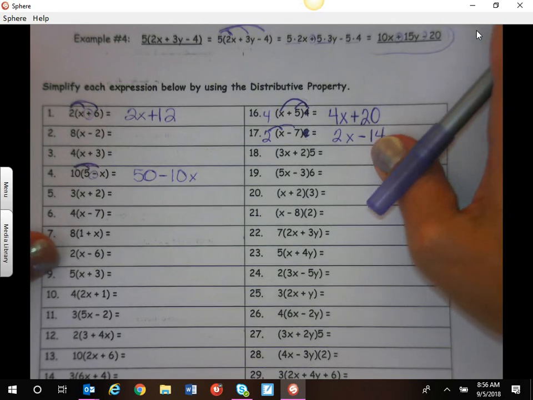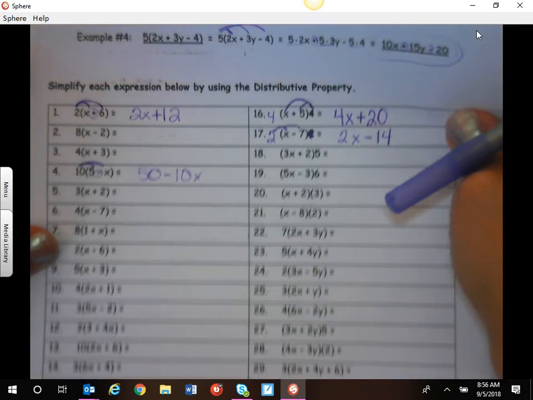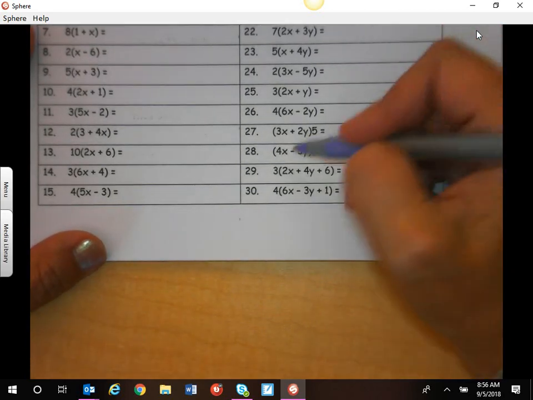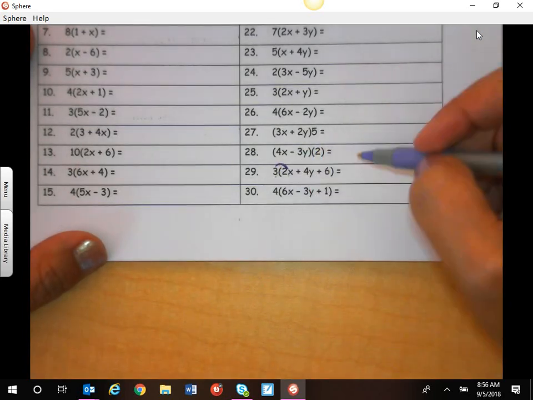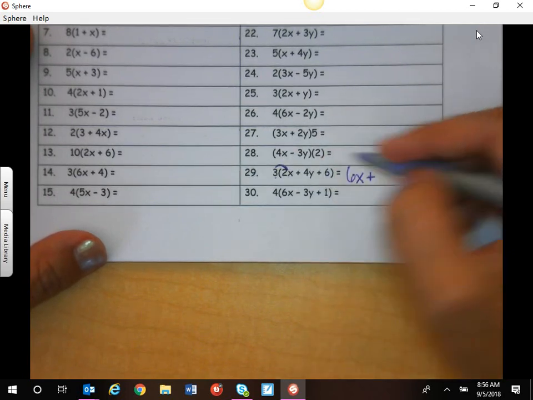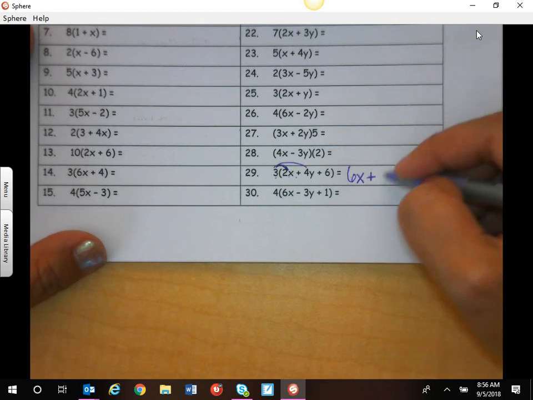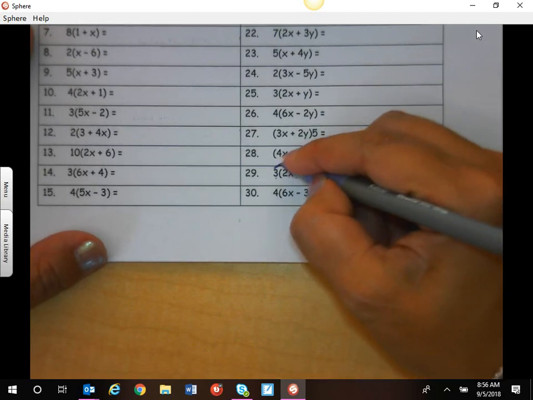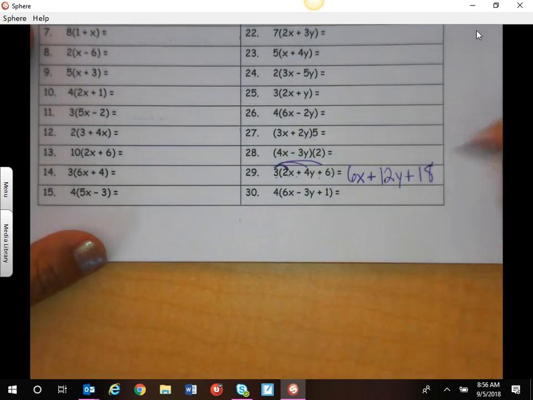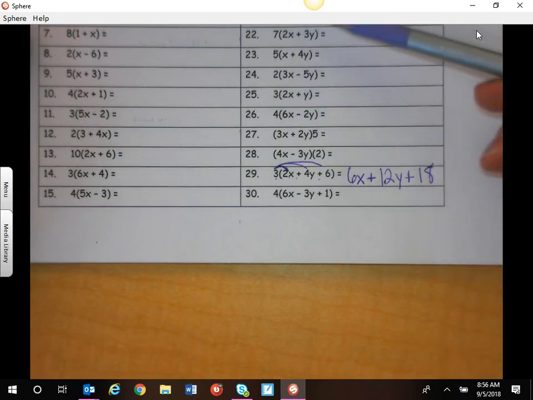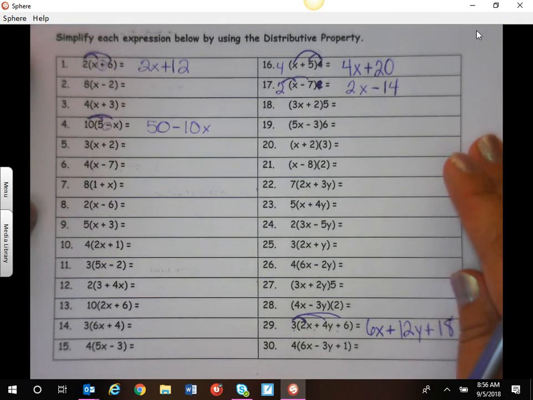Let's look down here at number 29. So you've got 3 pieces here. Again, one at a time. 3 times 2x. Well, 3 times 2 is 6. Put the x at the back. Plus, because that's our symbol. 3 times 4 is 12. Put the y at the end. Put your symbol. 3 times 6 is 18. So all we're doing when we use this distributive property is we're taking whatever is outside and multiplying it on everything inside.